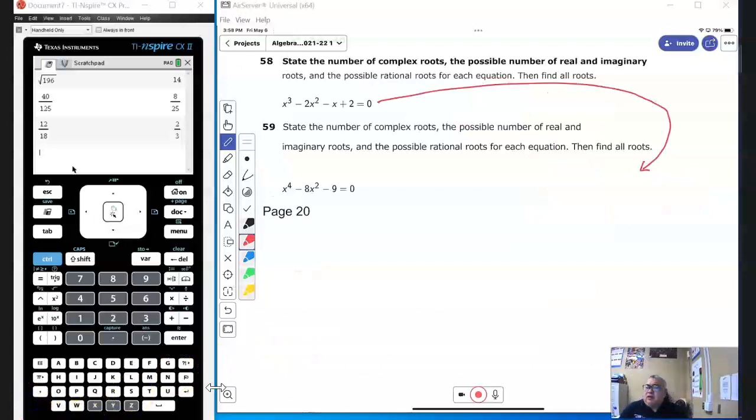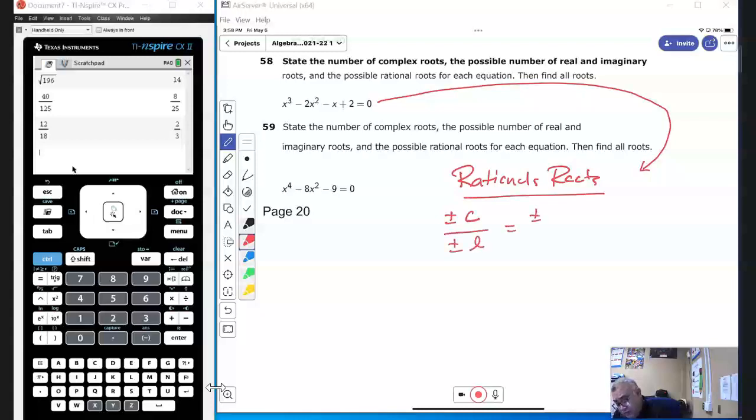For 58, it's asking you to describe the possible rational roots. They will be the factors of the constant over the factors of the leading coefficient. In this case, it's going to be plus or minus 2 over plus or minus 1, plus or minus 1. So what are the possibilities? Plus or minus 2, plus or minus 1. So what you want to do is try either 2 or 1 using synthetic division and see if it's a root.